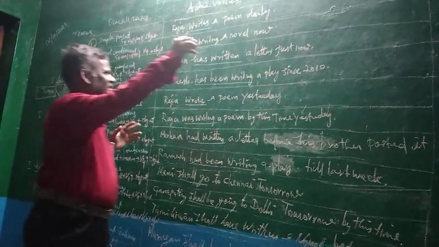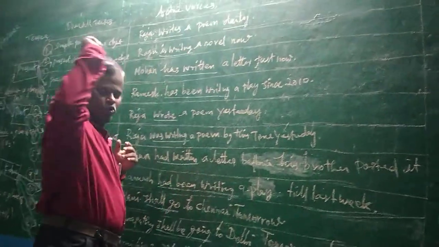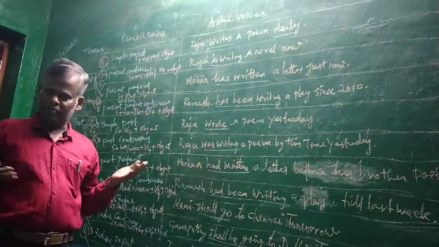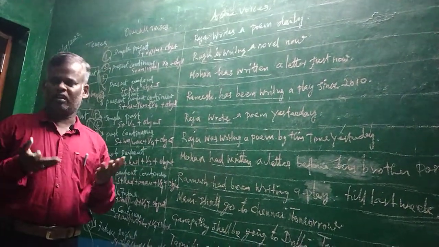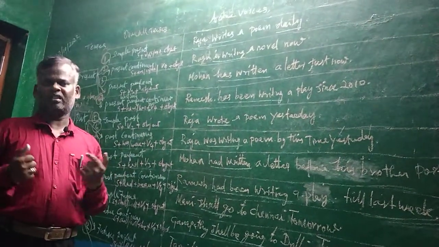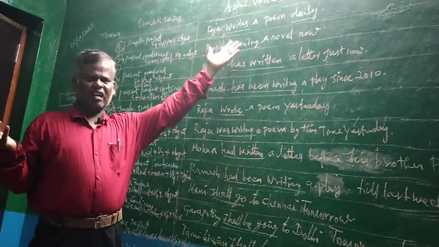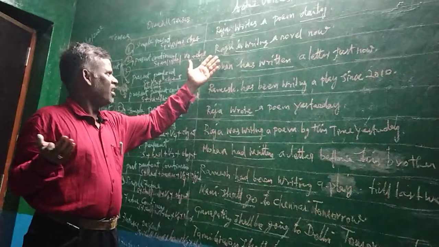Daily means what? The simple present tense is used to mention daily activities, regular activities, habitual activities, scientific truths and natural occurrences. For everything mentioned in the present, we use the simple present.